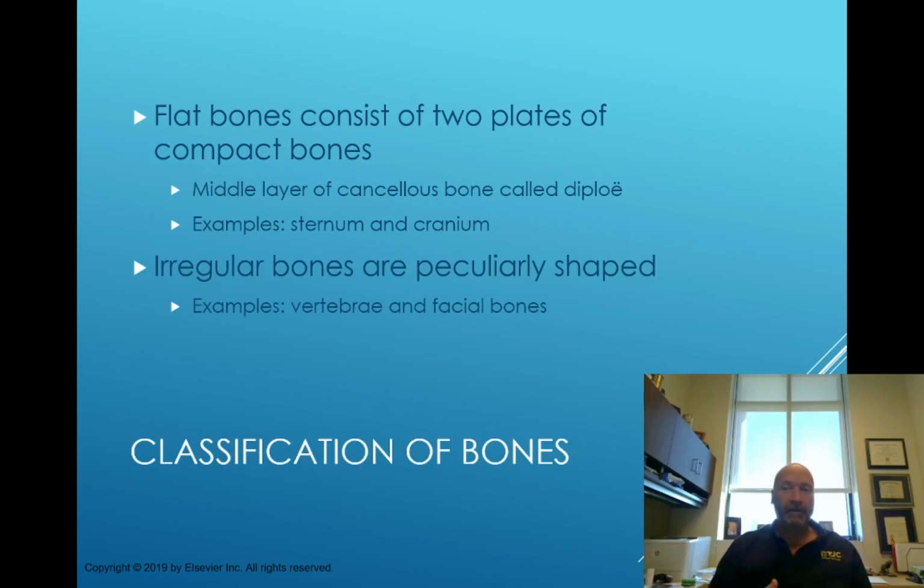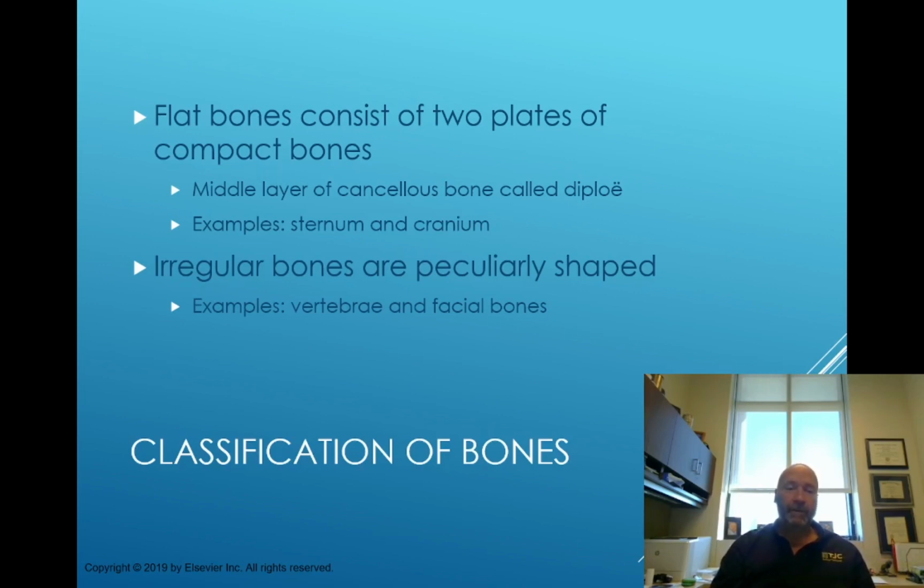Plus, they've got a lot of features you don't see anywhere else. In a vertebra, you've got a body, then a ring behind that with a hole, and then projections off of that. So you've got a lot of different features in your vertebra.